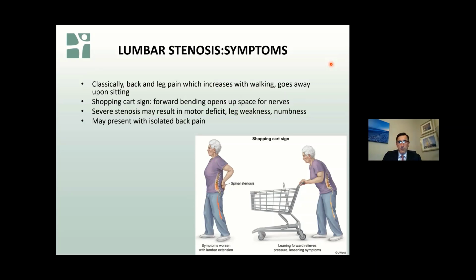Initially, it usually causes pain, but it can cause weakness or motor deficit and sensory loss, particularly when it goes on for a long time. And occasionally, people with stenosis can present with isolated back pain, but it tends to follow a pattern of increased pain when walking that gets better when sitting.